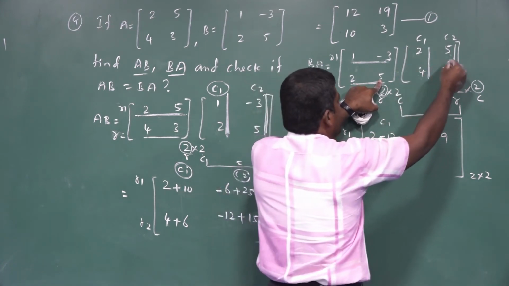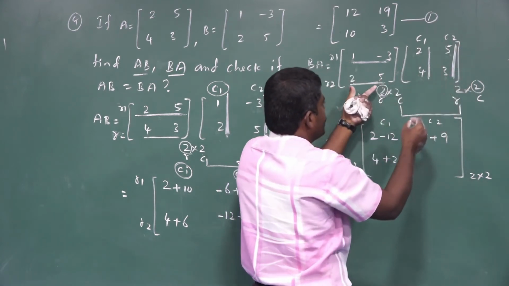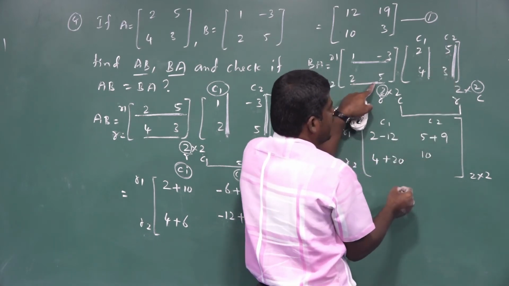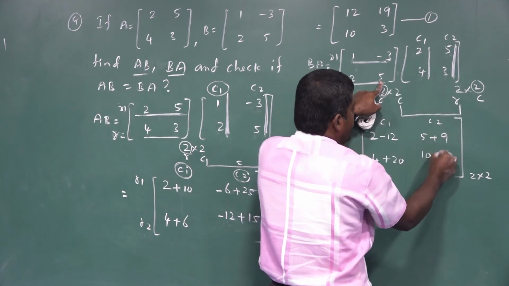Next we are going to multiply the second column. Same second row, second column. So take the first element here. 2 fives are 10. Here you take the second element, here also you take the second element. 5 multiplied by 3 is 15, plus 15.